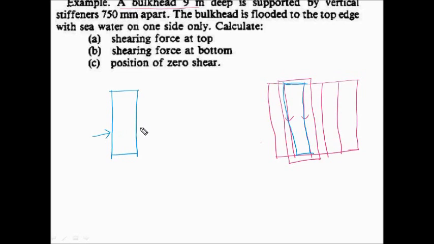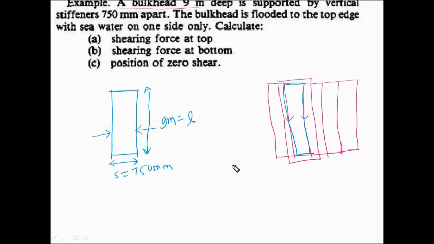These are the two vertical lines which I have shown here, that is the stiffeners. Now, the things they have given: the depth of the stiffener is 9 meter, which we call L in our derivation, and the spacing between the stiffeners we call S. That spacing is given as 750 mm.